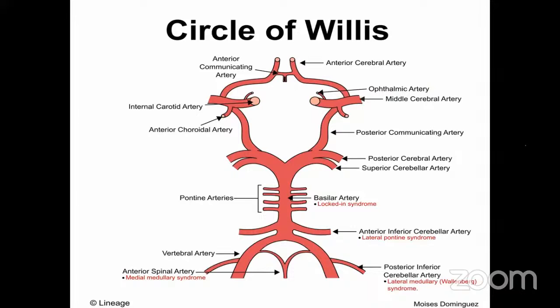In 85% of people, the anterior inferior cerebellar artery branches from the basilar artery, and in 15% it branches from the vertebral artery. The posterior inferior cerebellar artery arises from the vertebral artery, and the anterior spinal artery arises from the vertebral artery, and it supplies the anterior two-thirds of the spinal cord.